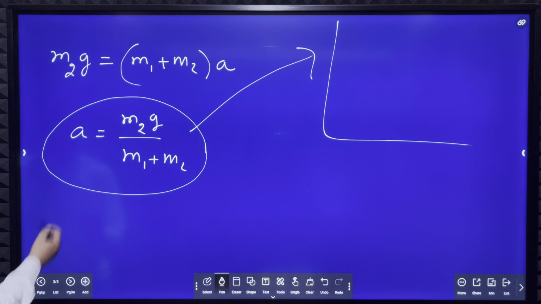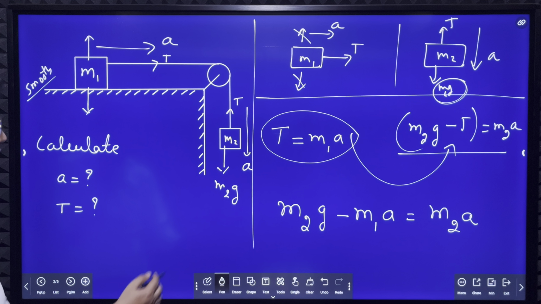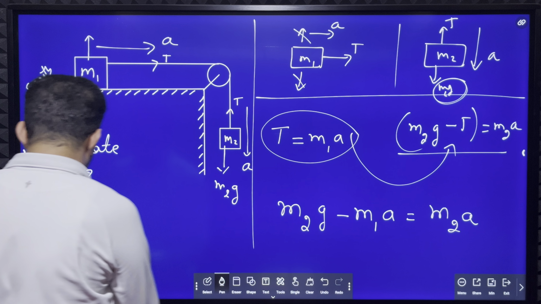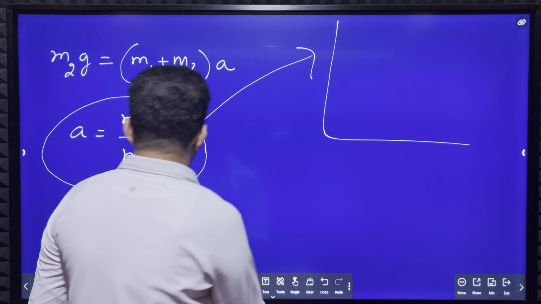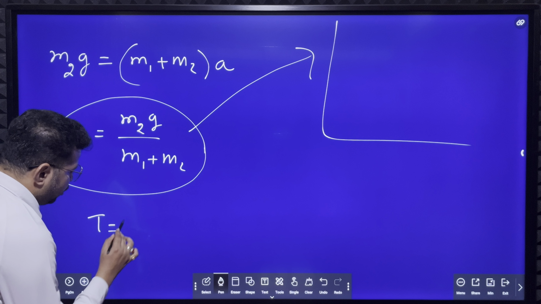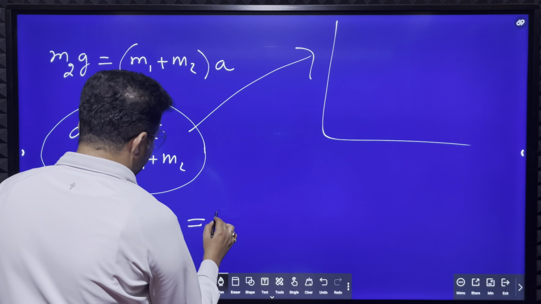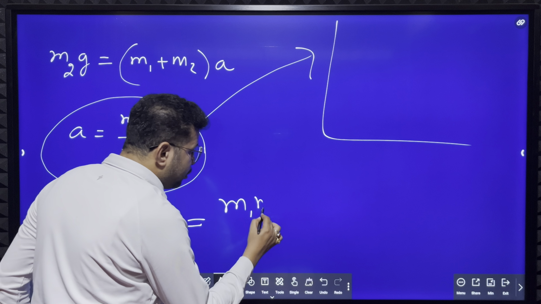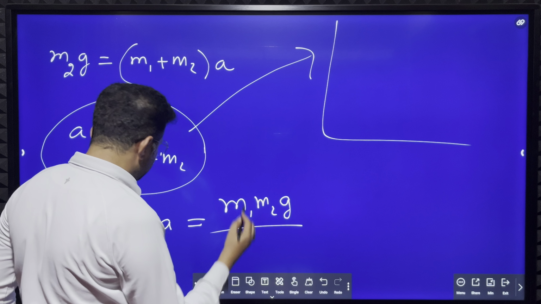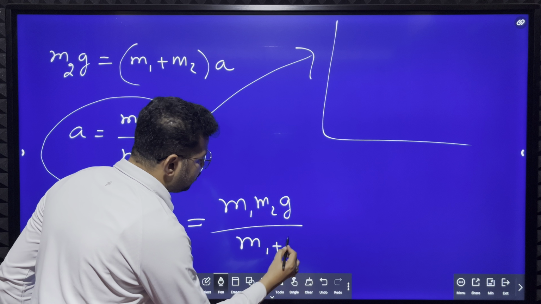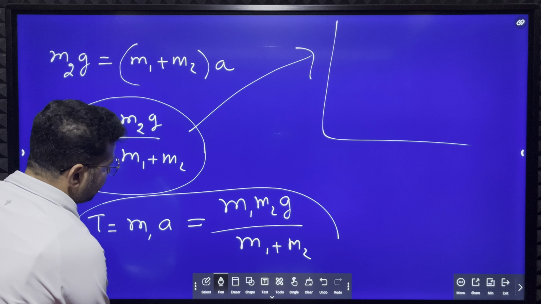Now we got the equation for acceleration. Then what is tension? For tension we have written the equation: tension is equal to m1 into a. A means this, right? So therefore tension is equal to m1 into m2g divided by m1 plus m2.